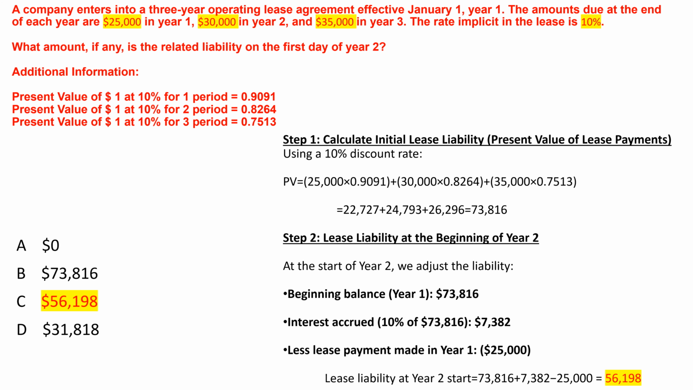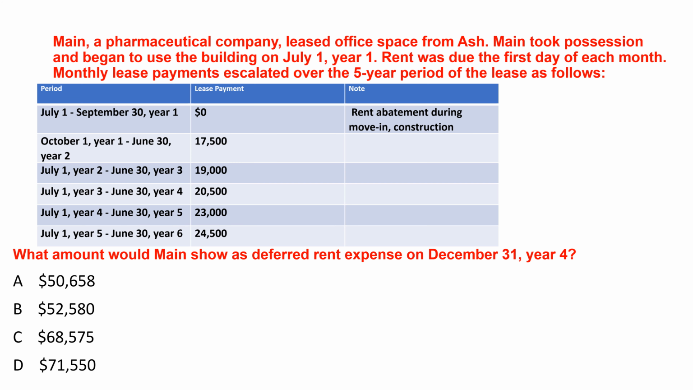Next question. Maine, a pharmaceutical company, leased office space from Ash. Maine took possession and began to use the building on July 1st, year 1. Rent was due the first day of each month. Monthly lease payments escalated over the 5-year period of the lease as follows. What amount would Maine show as deferred rent expense on December 31st, year 4? The correct answer is D.